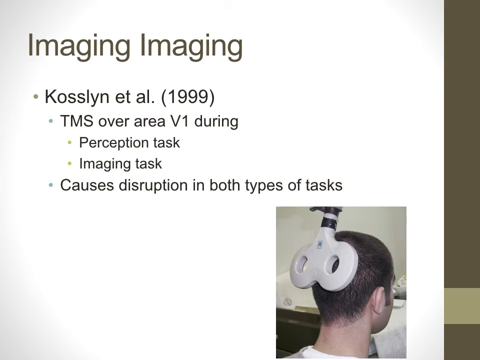So obviously there are problems in vision, but it also caused parallel problems in visual imagery. So this is an argument that area V1 in the brain is important both for the processing of visual information and for the creation of visual information or visual images. So that's kind of just a cool study looking at how those two things are related.